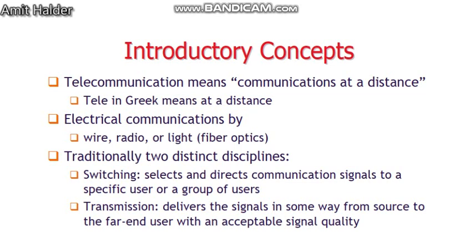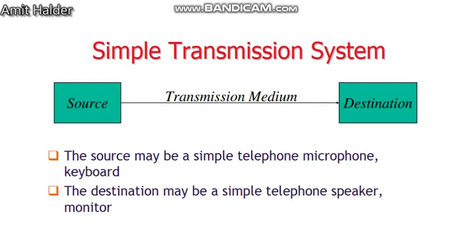And that is the simple transmission system. Here you can see that there is a source, a transmission medium, and a destination. A very simple transmission system. A source may be a simple telephone, microphone, keyboard, etc., and the destination may be a simple telephone, speaker, monitor, etc.